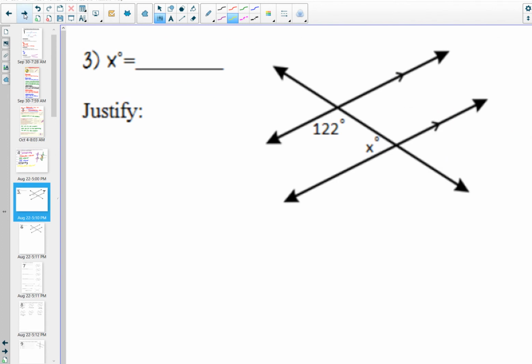All right, so what is my angle relationship between 122 and x? They're both interior, but what kind of interior? Are they alternate interior, consecutive interior? Consecutive. And what do we know about consecutive interior angles?